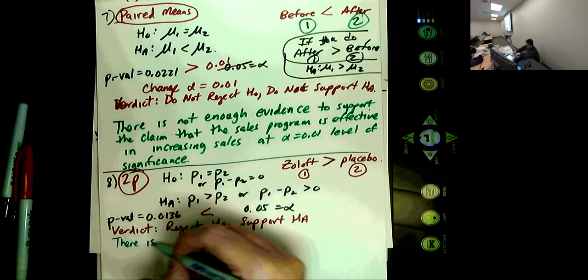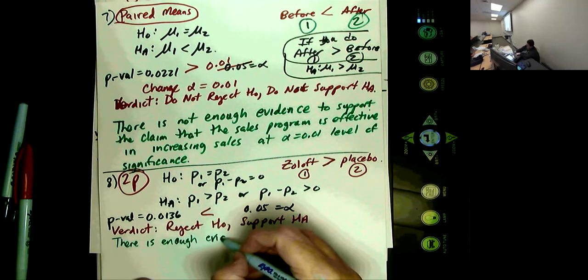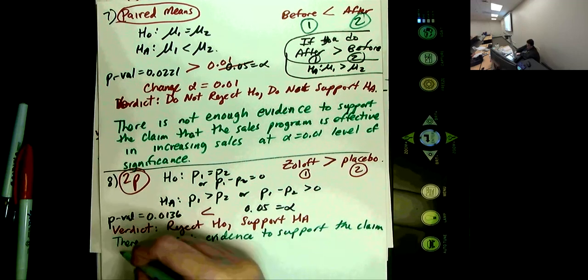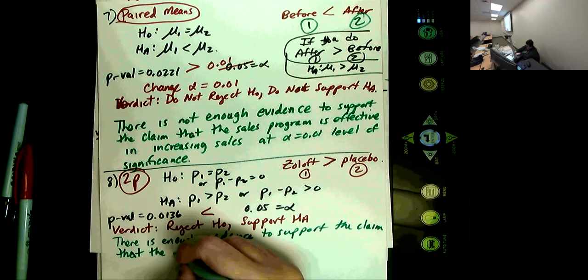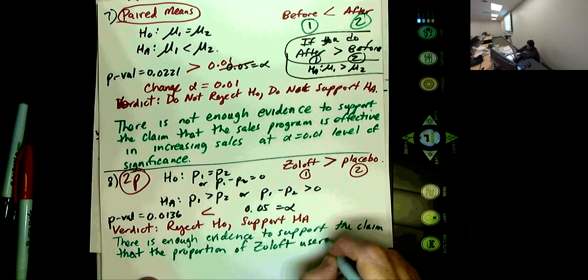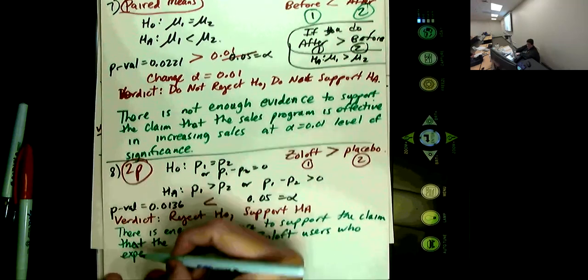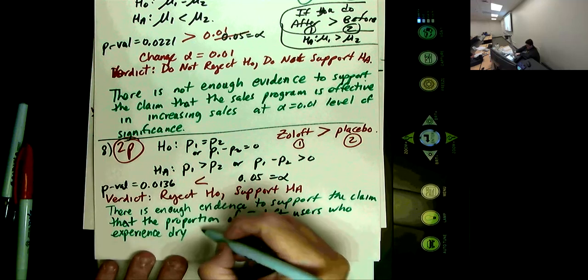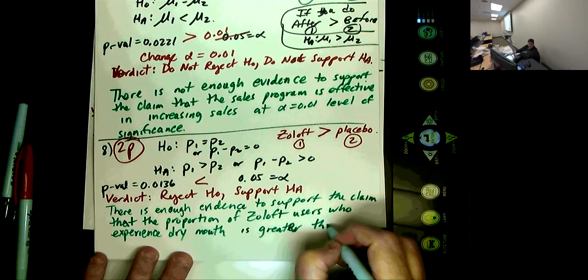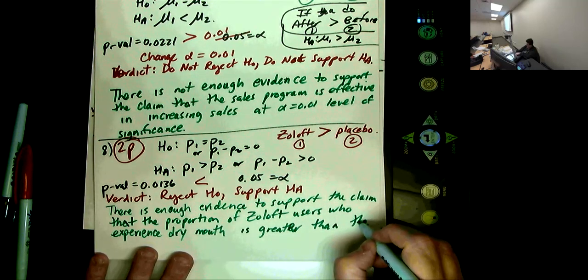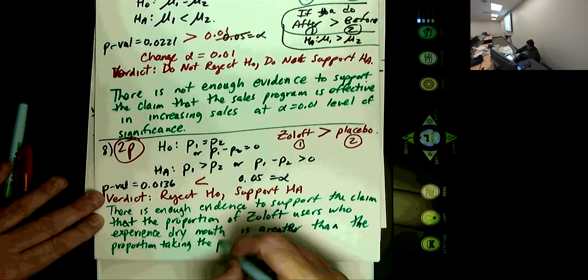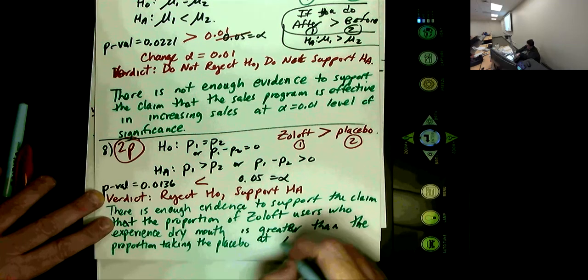There is enough evidence to support the claim that the proportion of Zoloft users who experience dry mouth is greater than the proportion taking the placebo, at alpha equals 0.05.